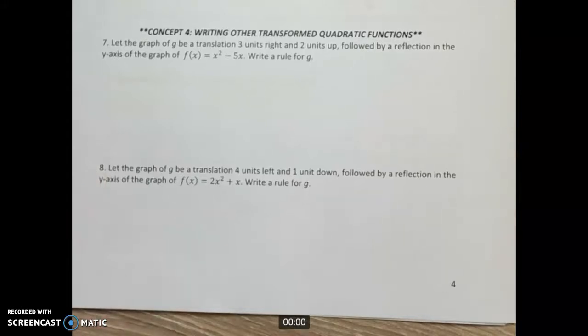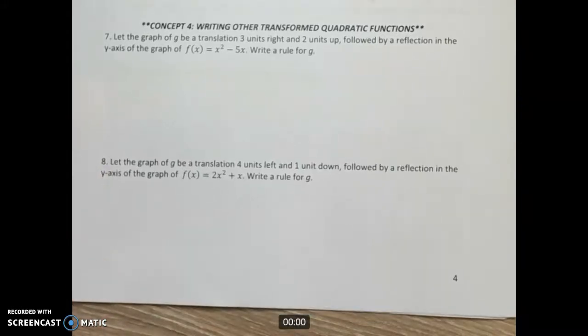We have, let the graph of G be a translation 3 units right and 2 units up, followed by a reflection in the y-axis of the graph of f of x equals x squared minus 5x. Okay. So, just a quick heads up, here's where the transformations start to get more challenging, and if you're not doing it step by step, here is where you're going to come into some trouble.